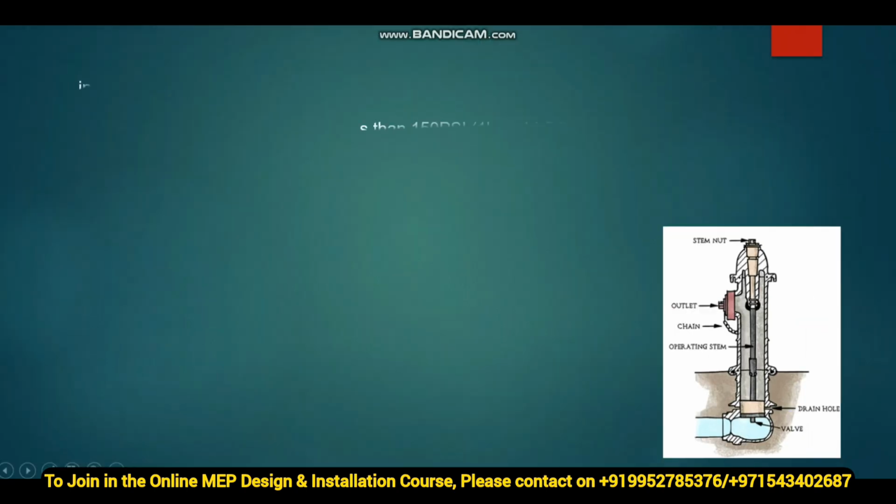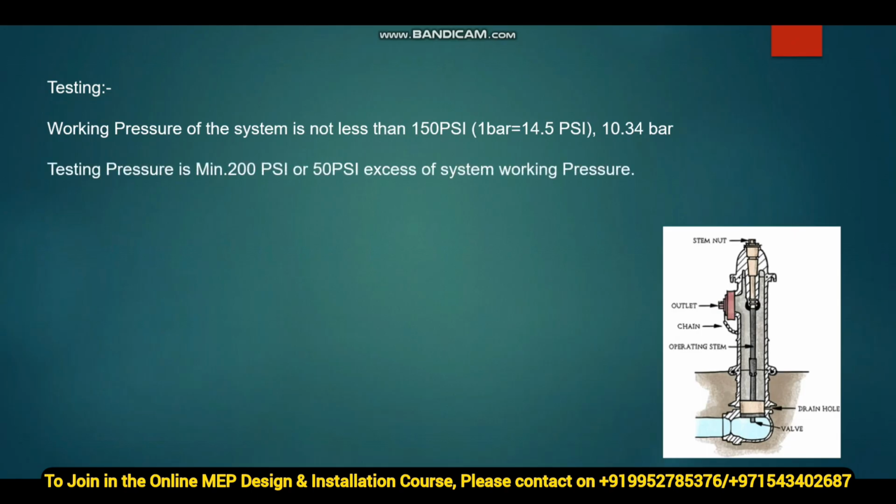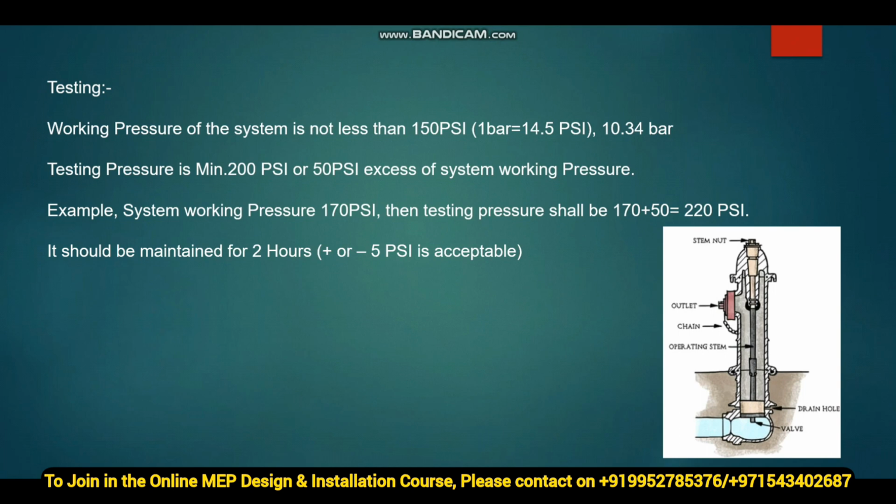The next one, coming to the fire hydrant testing. If you see the NFPA requirement, normally the working pressure of the system is not less than 150 psi or 10.34 bar. When we go for testing, the pressure is a minimum of 200 psi or 50 psi in excess of the system working pressure. Let's say we have one example where the system working pressure is 170 psi. This is less than 200 psi, so we have to make sure that the minimum testing pressure is 170 plus 50 psi. So the total testing pressure must be 220 psi, and it should be maintained for 2 hours, and a maximum leakage rate of plus or minus 5 psi is acceptable for the fire hydrant testing.